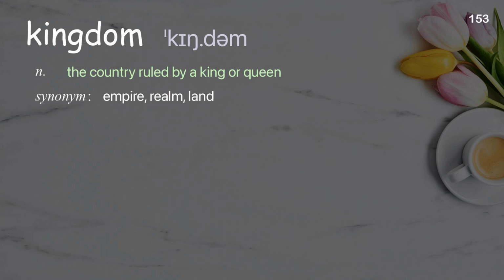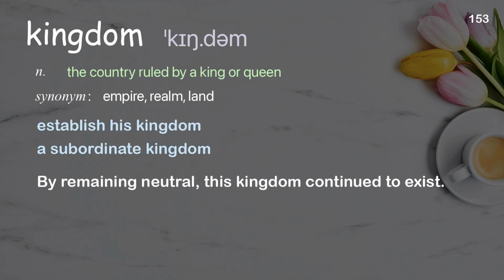Kingdom: the country ruled by a king or queen. Examples: Establish his kingdom, a subordinate kingdom. By remaining neutral, this kingdom continued to exist.